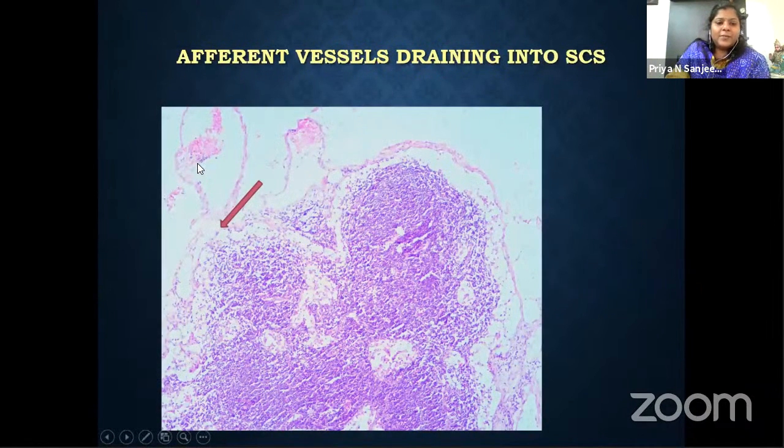So in this photomicrograph, we can see the afferent lymphatic vessels and the subcapsular sinus. We can see the draining of lymph from the afferent lymphatic vessels into the subcapsular sinus, and the subcapsular sinus is connected to the medullary sinus.